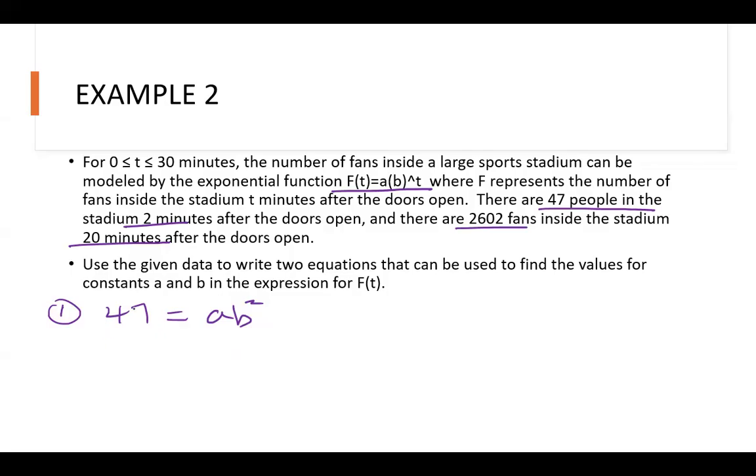Then we're going to do the same thing for our second equation. Our second equation is 2,602 equals A times B to the 20. This would be on the calculator part of the FRQ. But if you do not have these two equations written, you do not get full points for that. Even though you can do it in the calculator, they're not going to give you your full points if you do not write the two equations that need to be created. Does that make sense? All right. Was that terrible to create our two equations?